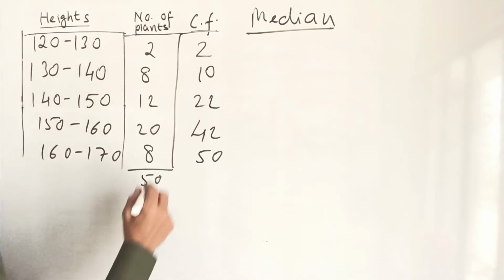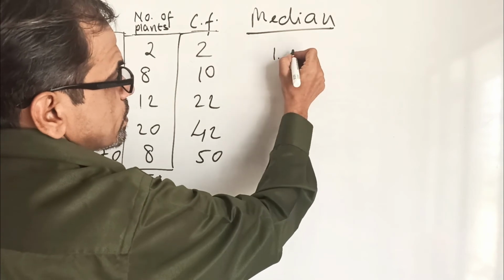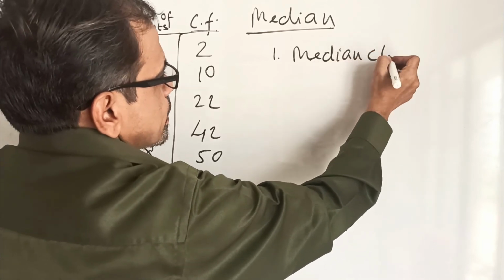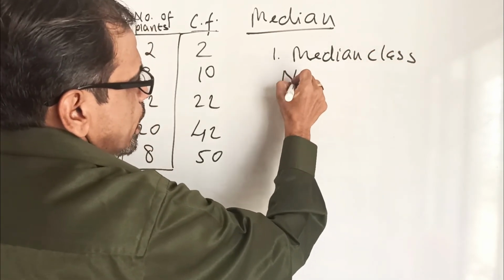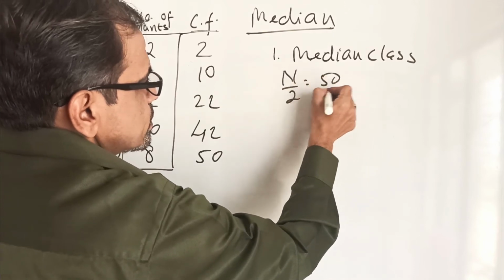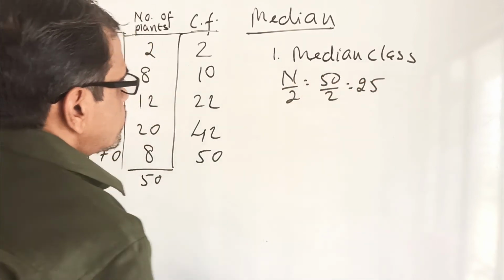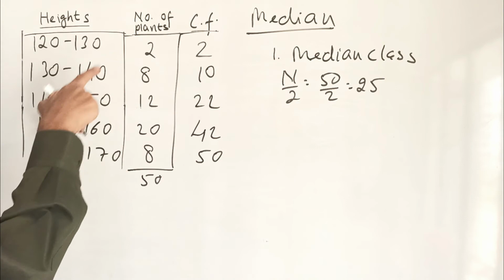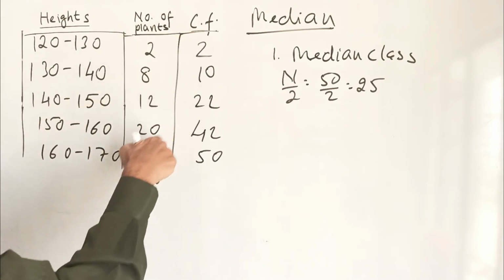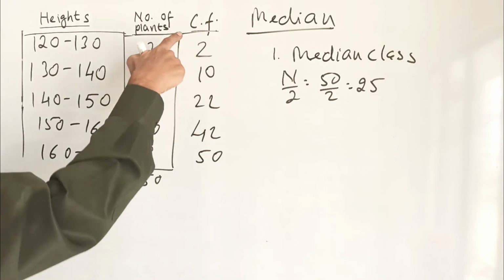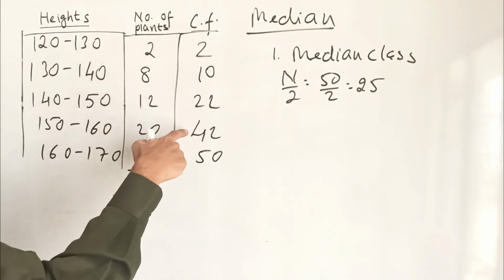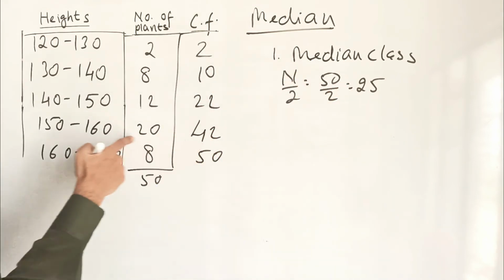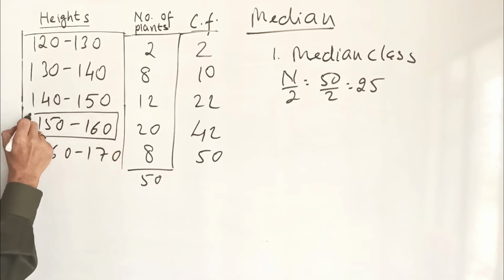So after cumulative frequency, for calculation, let us have the first step, the median class. For the median class, students, you have to calculate n upon 2. N means total frequency, upon 2, that is 25. So we have to locate where 25 is. If exactly 25 is there, that corresponding class will be the median class. But there is not exactly 25, so we will find out where 25 lies. In 22 it will not lie, but just greater than 25 is 42. So this will be the corresponding median class.